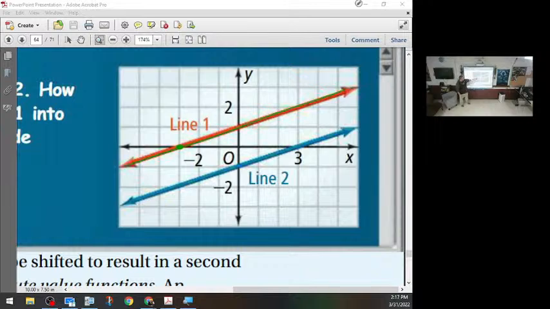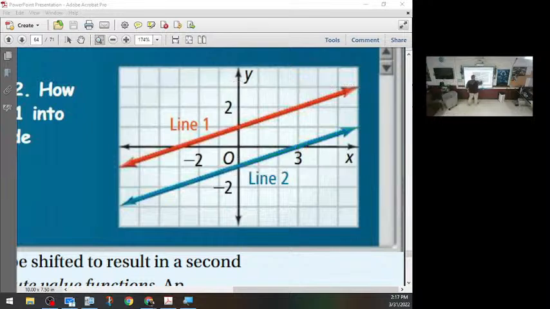Oh, now you're going to separate them? Yes. Okay, there we go. There was a horizontal translation of right 6. You could have either done down 2 or right 6, and they both would have ended up in the same spot.